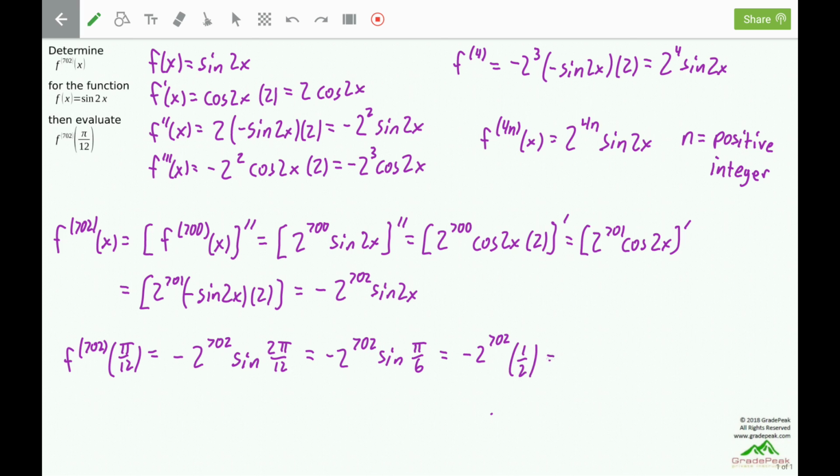1/2. And we can multiply the numerators, so we have negative 2 to the 702. Multiply the denominators, we just have a 2 in the denominator. And we can actually combine those by subtracting the exponents, because the denominator is 2 to the 1, the numerator is 2 to the 702. And we can combine them. 702 minus 1 is 701, so it's negative 2 to the 701.